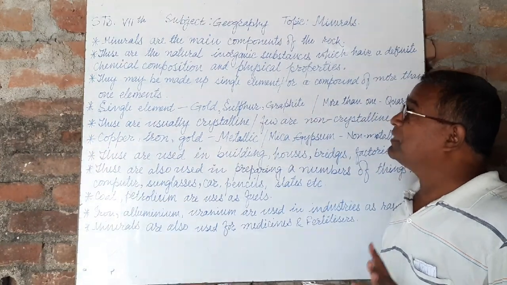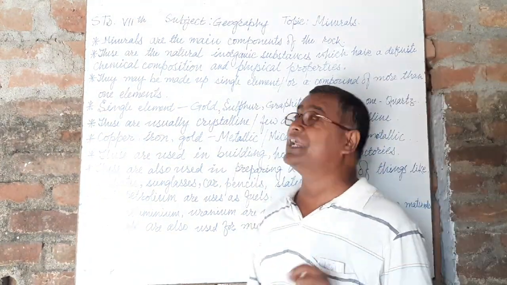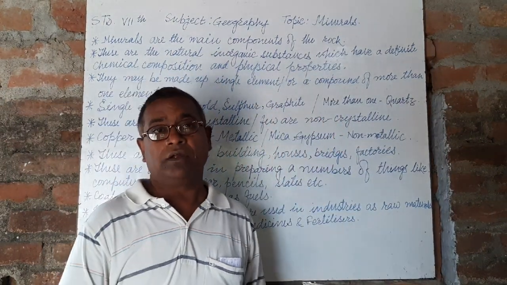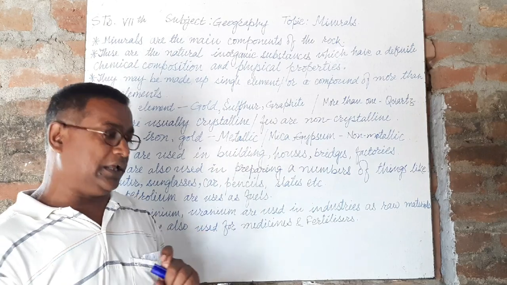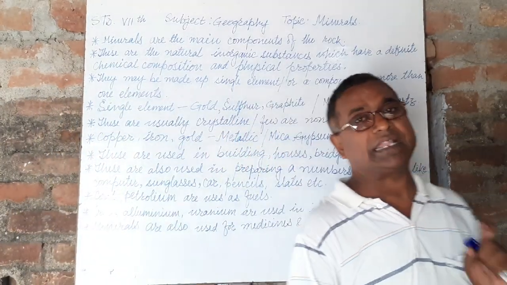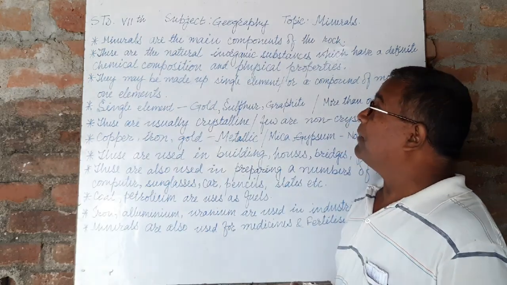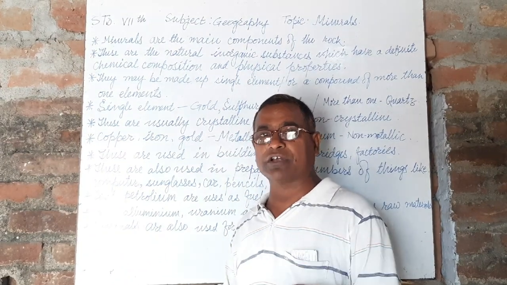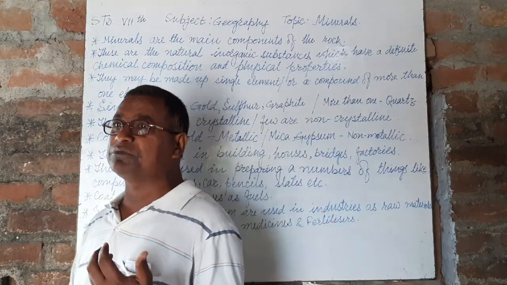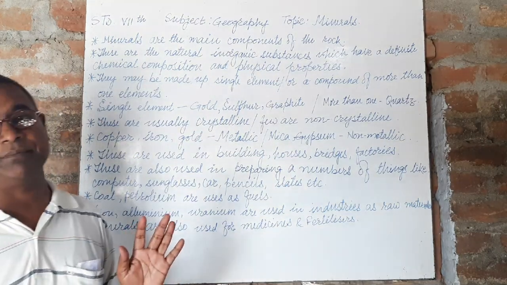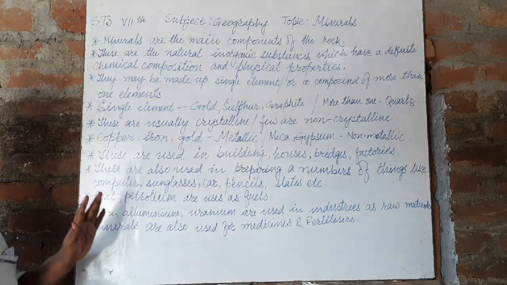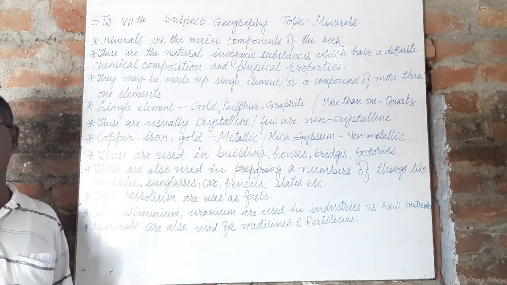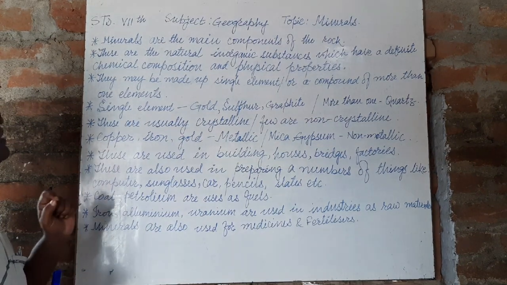So, first of all, minerals are the main components of rock. Rock means chattan, minerals means khanij. So minerals and khanij are both correlated, interlinked, or interrelated. Rock particles are where minerals are contained, and without minerals no rock particles can be formed. So minerals and rock are interrelated and correlated with each other.